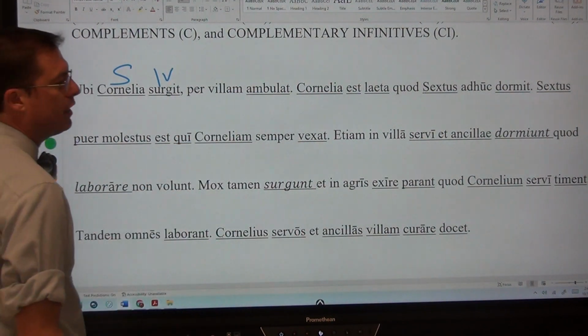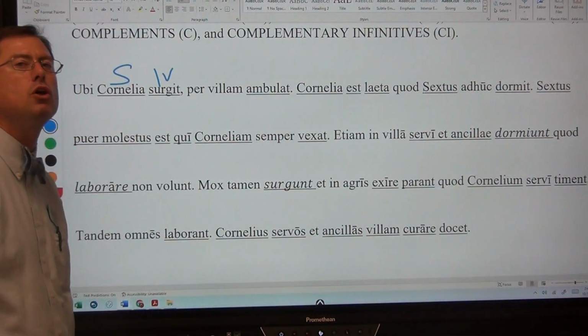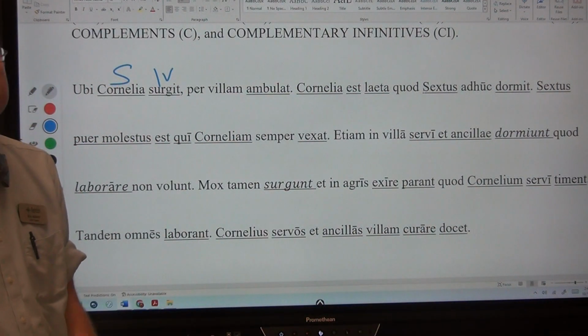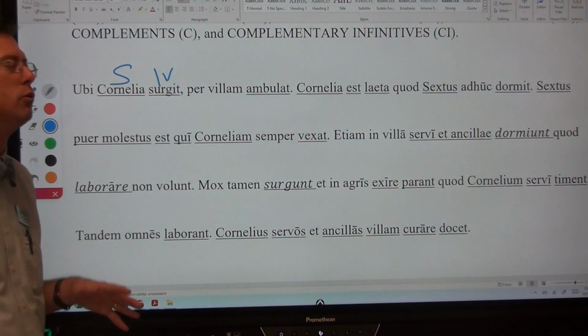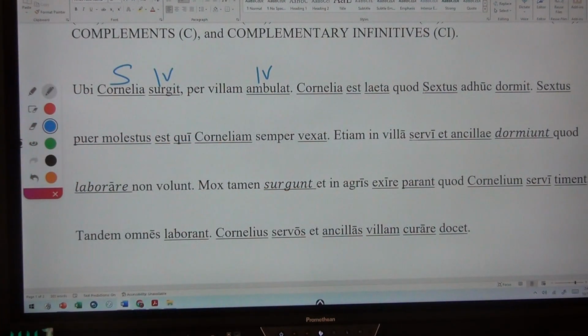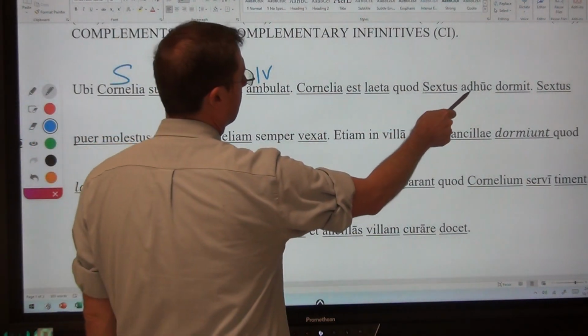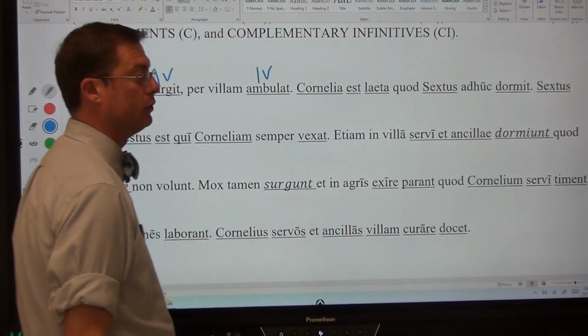She walks. You cannot walk the pumpkin, walk the keyboard. You can't even walk the dog. You can walk with the dog, but the dog is the one doing the walking on its own, and therefore that is also an intransitive action. Cornelia est laeta quod Sextus adhuc dormit. Cornelia is happy because Sextus still sleeps and thus is not annoying her.